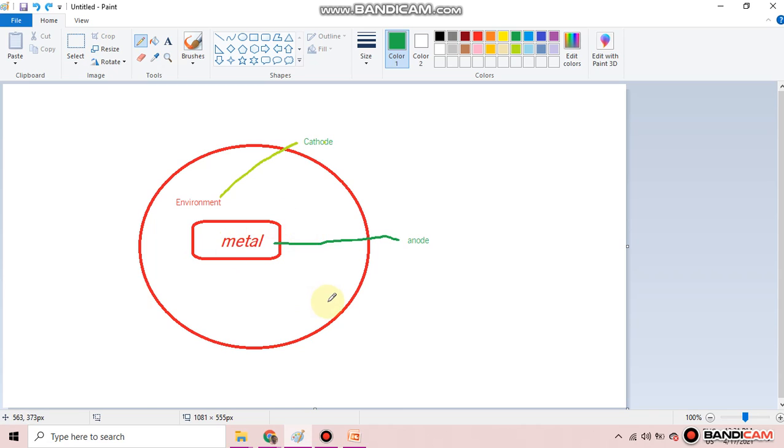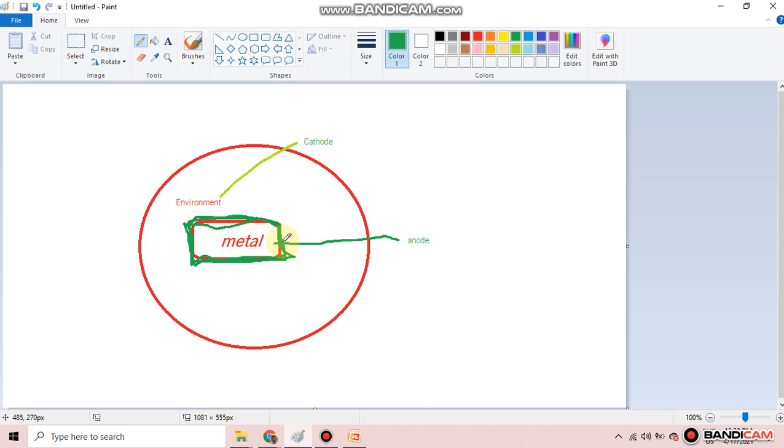In this protective coating, we apply one substance on the metal surface. Because corrosion is a surface property, when we apply this substance on the metal surface, it acts as a protective layer.